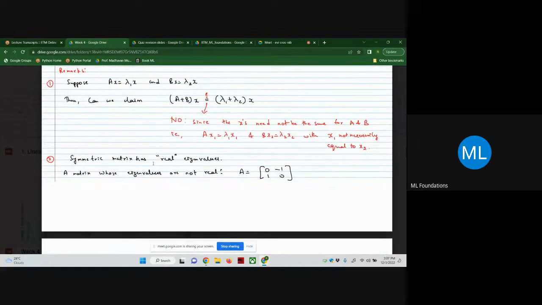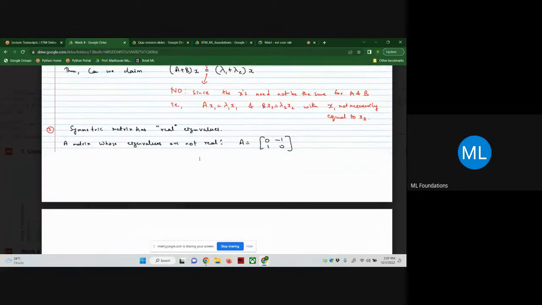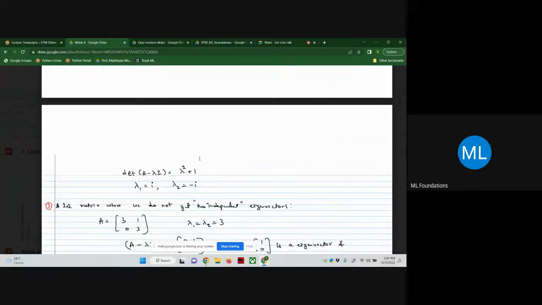This one, the symmetric matrix, will have real eigenvalues. That was true for us here, and even in the Hermitian matrix, we know that the symmetric matrix will have real eigenvalues. Okay.